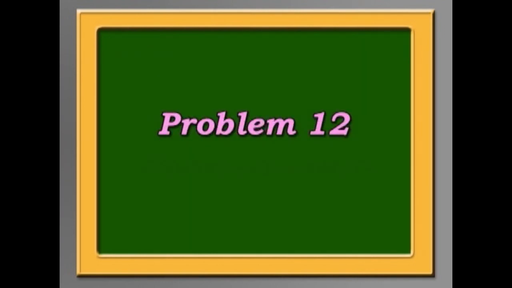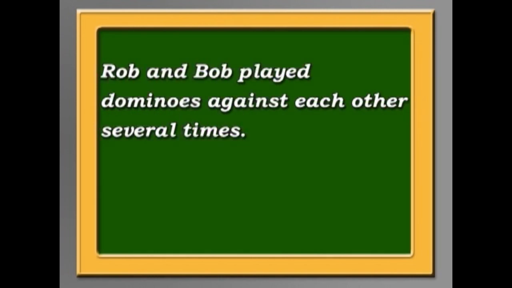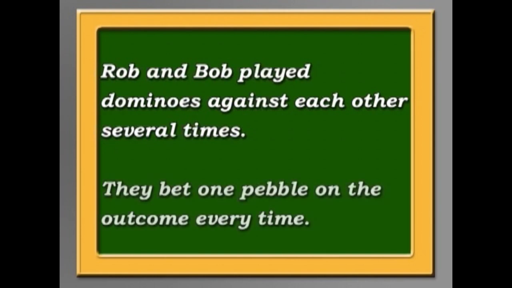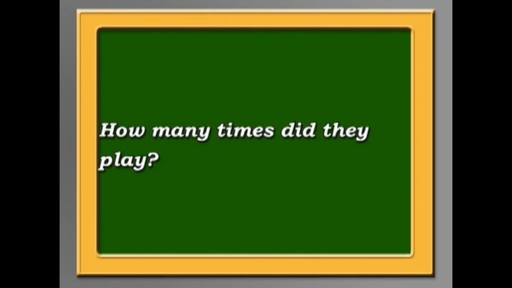Problem 12. Winners and losers. Rob and Bob played dominoes against each other several times. They bet 1 pebble on the outcome every time. When they stopped playing, Rob had 7 pebbles more than when they started, and Bob had won 7 games. There were no ties. How many times did they play?